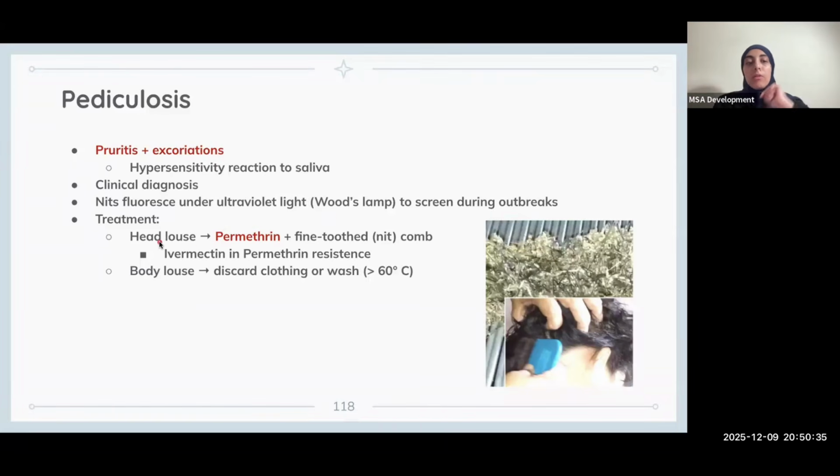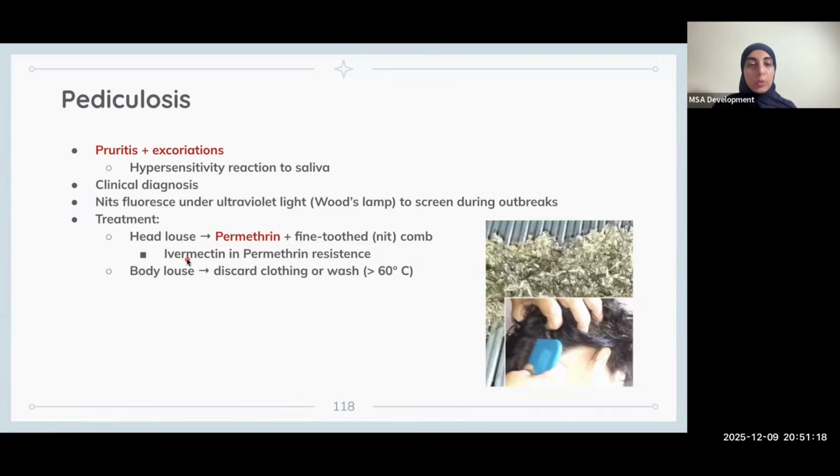How do you treat them? For the head louse, the lice on the scalp hair, you give them permethrin, which, if you remember, we talked about also in scabies. Okay, permethrin. And you also use a fine-toothed nit comb. So you comb through the hair, and you basically get all of the lice and all of the eggs out. So permethrin and the comb, okay? Now, if there is permethrin resistance, you would use ivermectin, okay? But remember permethrin. Please remember permethrin. It seems like a low yield point, but just remember it. Now, this is for head louse, on the scalp.